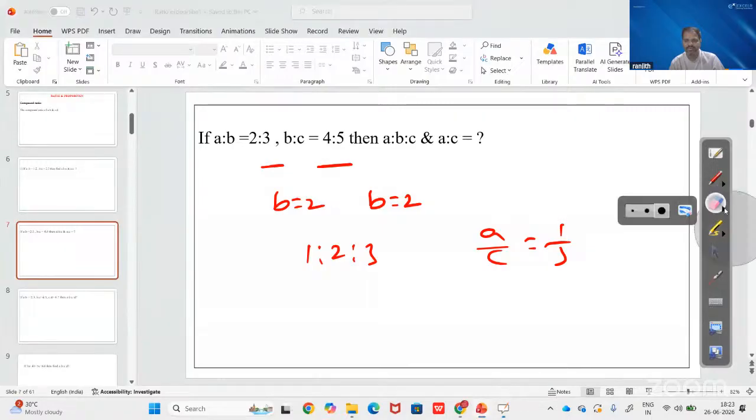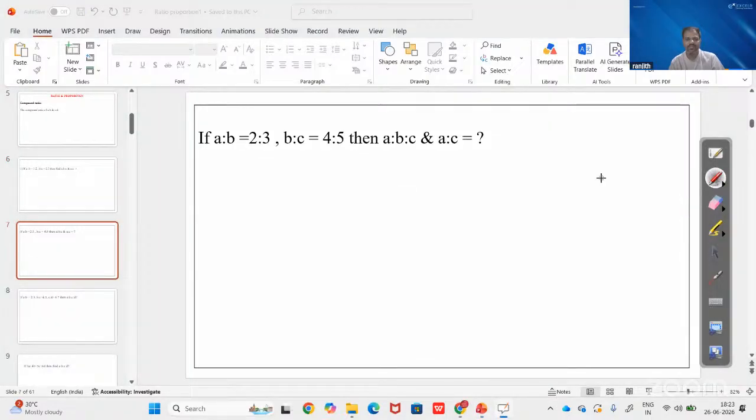Next question. Where A is to B equal to 2, 3, B is to C equal to 4, 5, then find A, B, C.